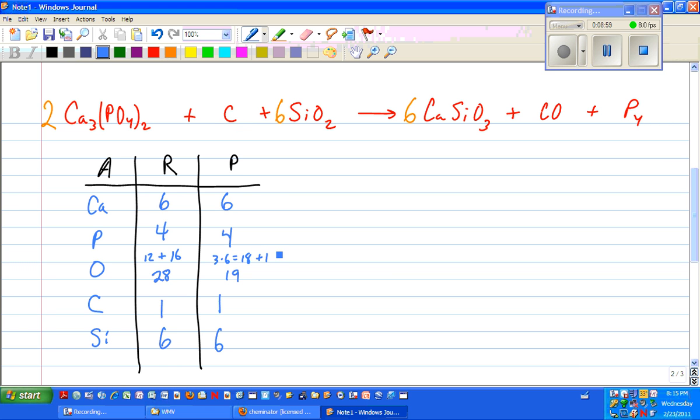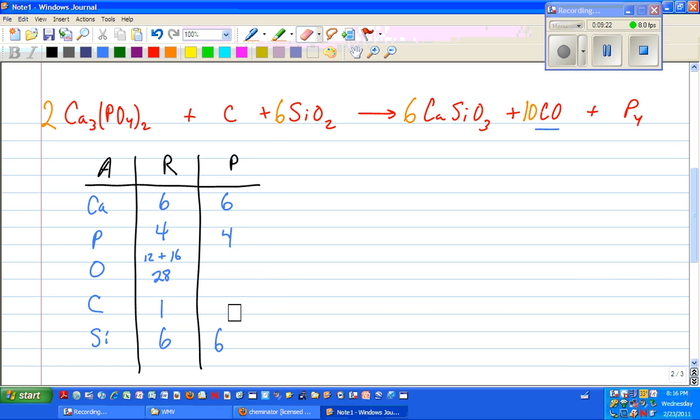So let's see here. This one is this carbon monoxide. So if I could just make that a 10, which I can, if I take 10 of these, that's going to change my oxygen, so let's fix this.